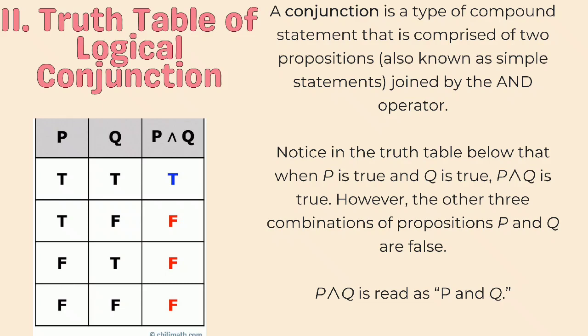Again, remember, the truth value of the compound statement P and Q is only true if the truth values of P and Q are both true. Otherwise, P and Q is false. Now, notice in the truth table below that when P is true and Q is true, P and Q is true. However, the other 3 combinations of propositions P and Q are false.